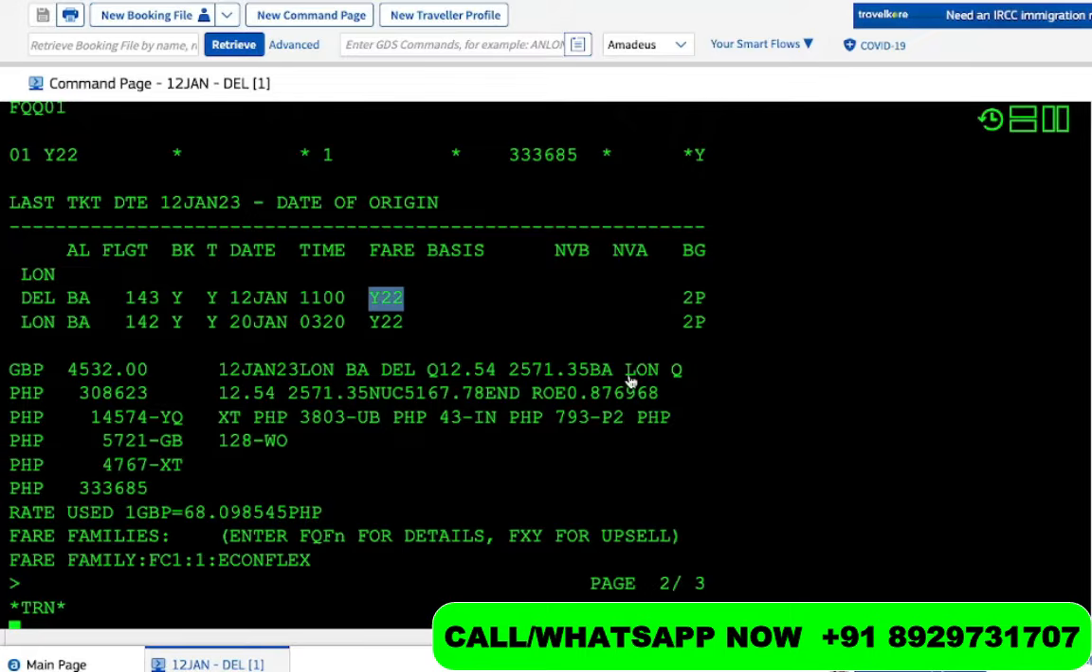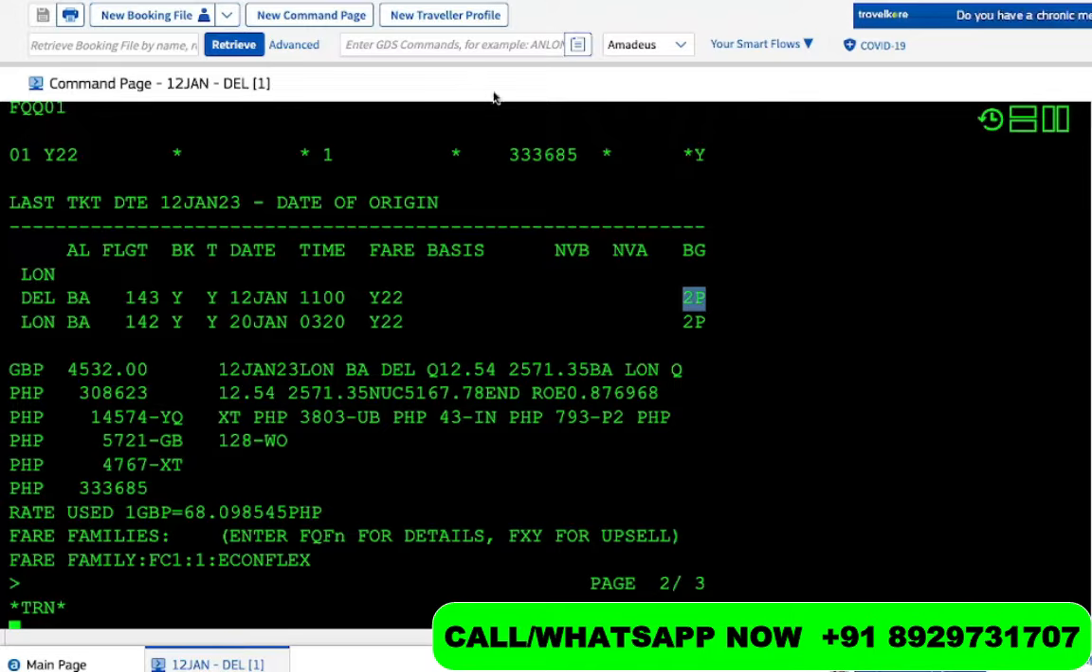It would be highly flexible. Why would I say highly flexible? Because it is very expensive. So changes, cancellations, and everything would be allowed to the passenger. Also, if you see 2P, which means 2 pieces of luggage are allowed to the passenger.